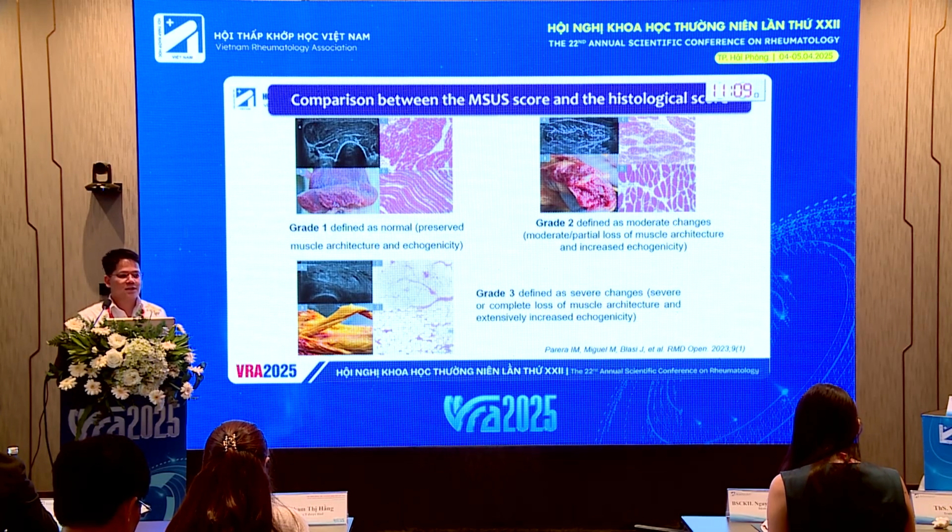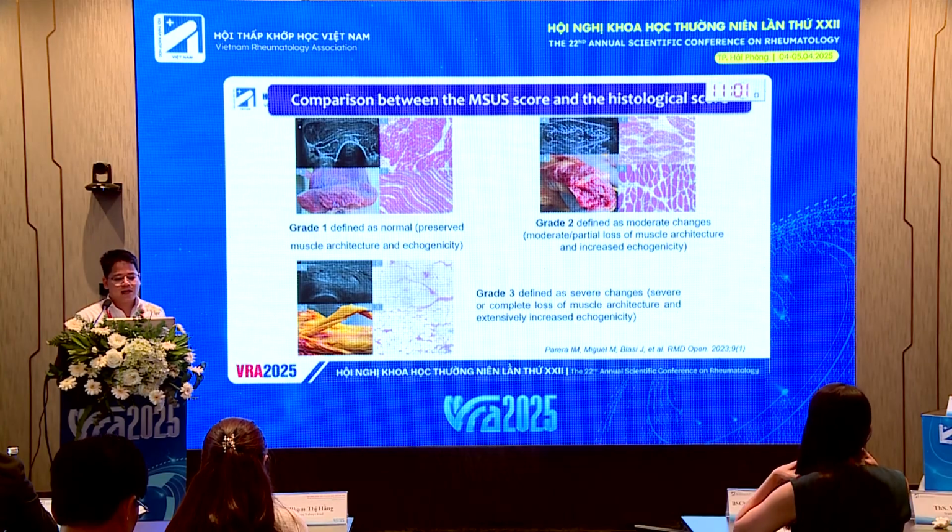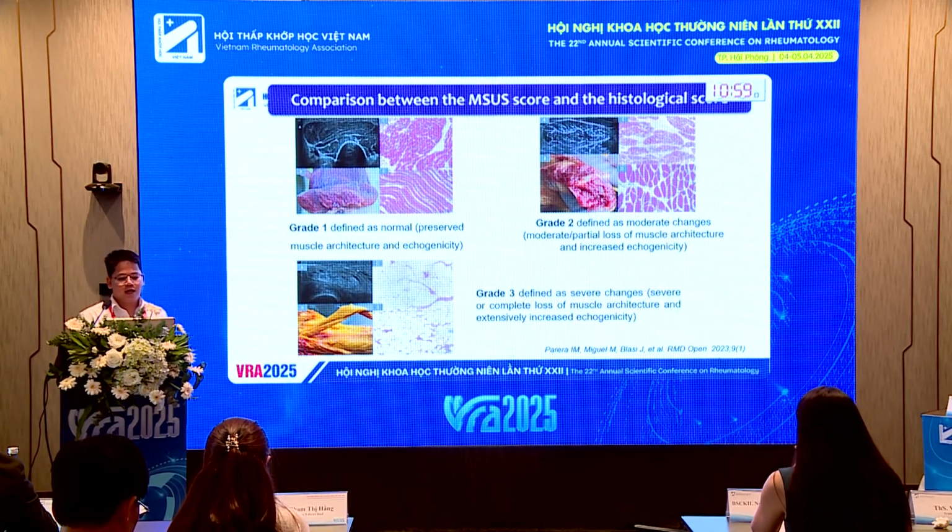So ultrasound is another technique that can be used to assess sarcopenia, and you see in the figures that the comparison between the US score and the histological score is the same.